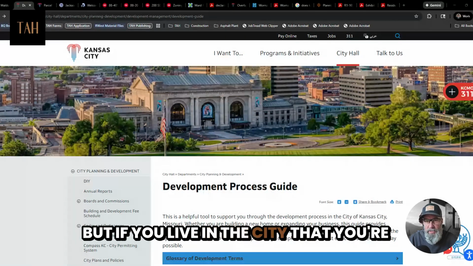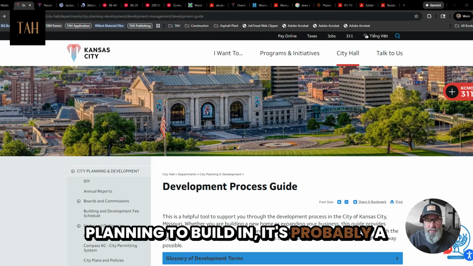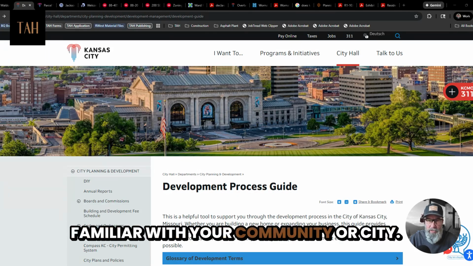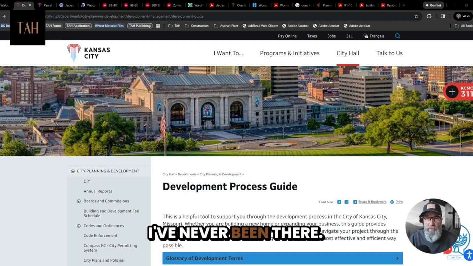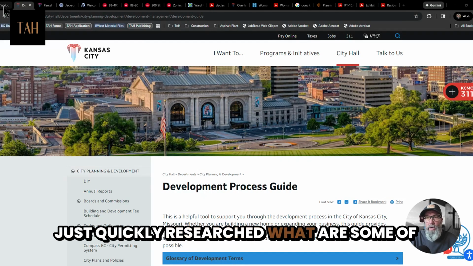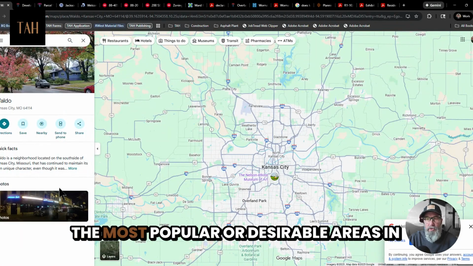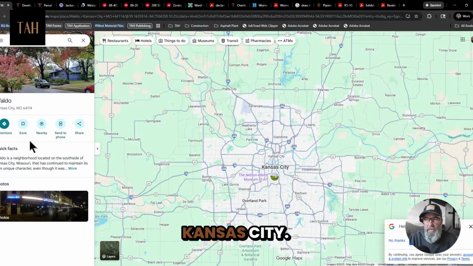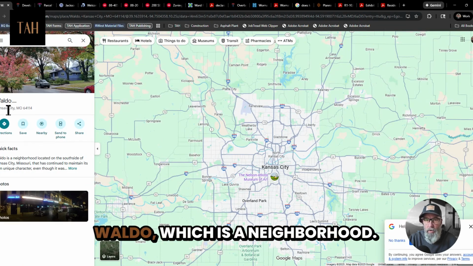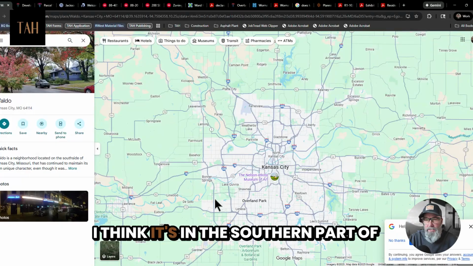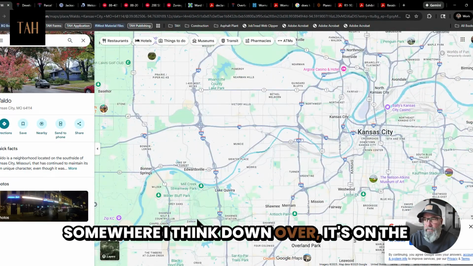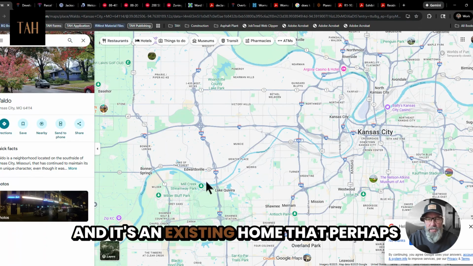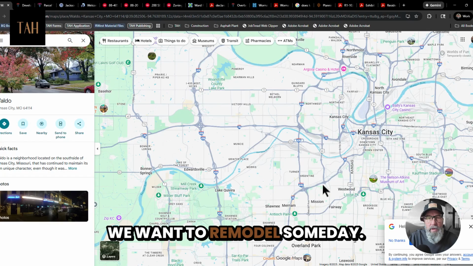But if you live in the city that you're planning to build in, it's probably a little bit easier for you because you're familiar with your community or city. So I picked Kansas City, Kansas. I've never been there. I just quickly researched some of the most popular or desirable areas in Kansas City, and I came up with one called Waldo, which is a neighborhood. I think it's in the southern part of Kansas City, on 74th Street. And it's an existing home that perhaps we want to remodel someday.